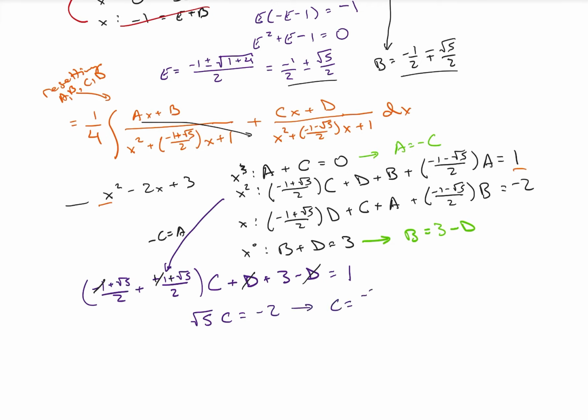So c is equal to -2 over root 5, which means that a is equal to 2 over square root of 5. All right, so I've solved for 2 of my variables. I can now pull out this x equation, and a and c cancel, so I'm going to be left with just my d and b terms.